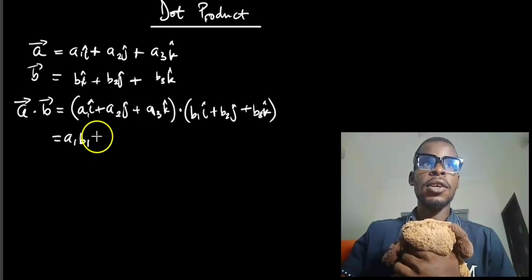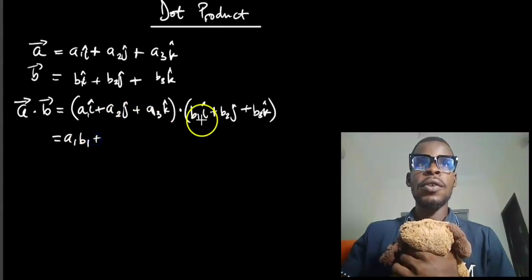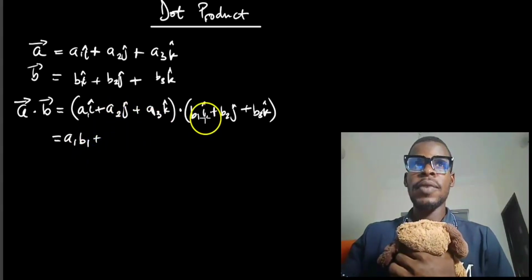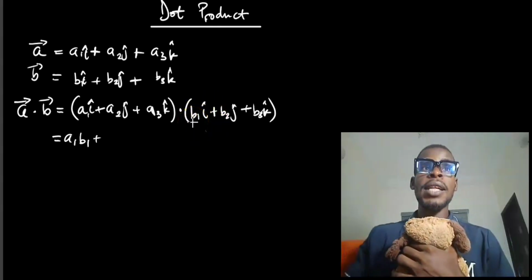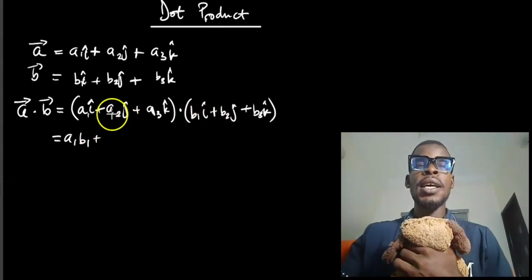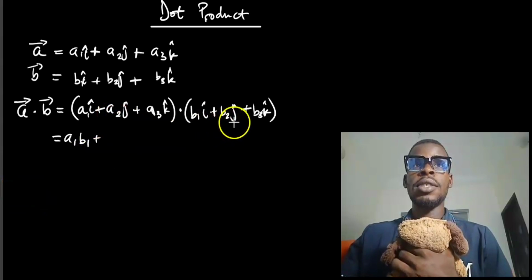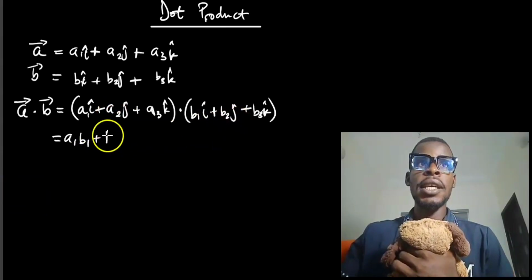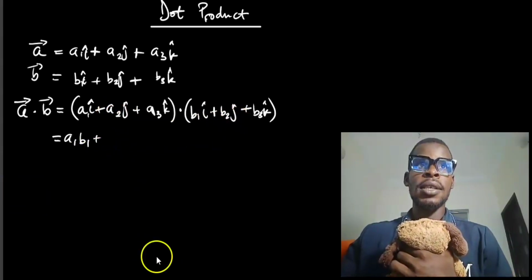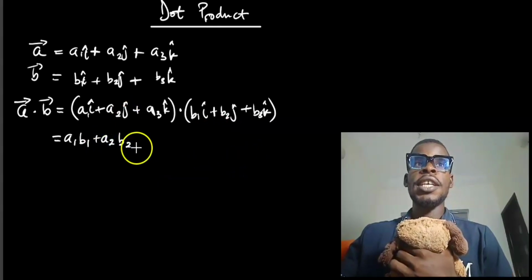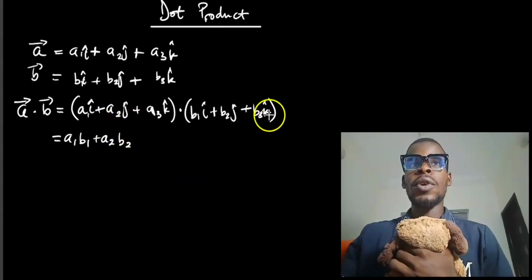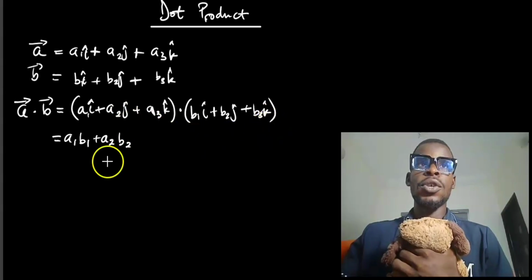Okay, let's look at the second one. We have a2j. If I multiply with the unit vector I, we'll get 0. By a similar reason, a2j dot b2j will just be a2 times b2, where j dot j is simply 1. And then j dot k gives us 0, so we wouldn't bother.